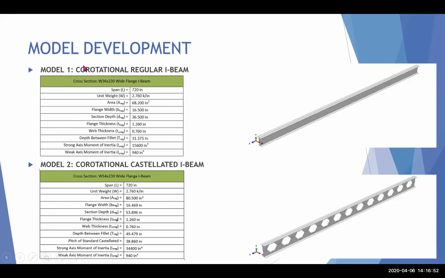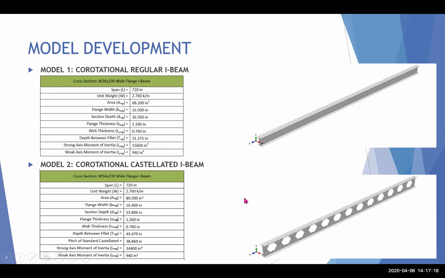So the two models I have so far in Abaqus, I did this in CAD first and then imported it. The first model is a corotational regular I-beam. I'm going to be using shells for the elements for these two. And then the next model is the castellated I-beam. So yeah, you have these holes, and that's the only difference.